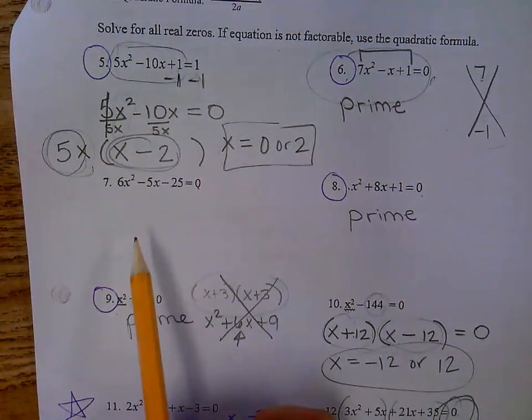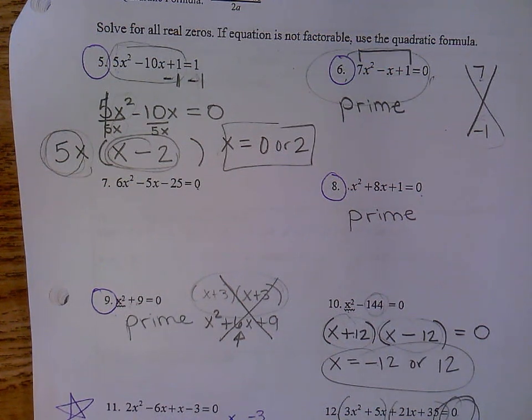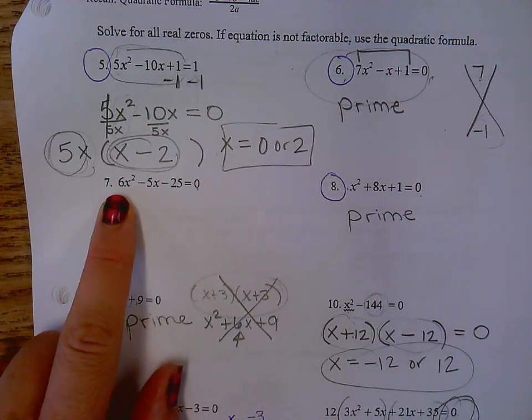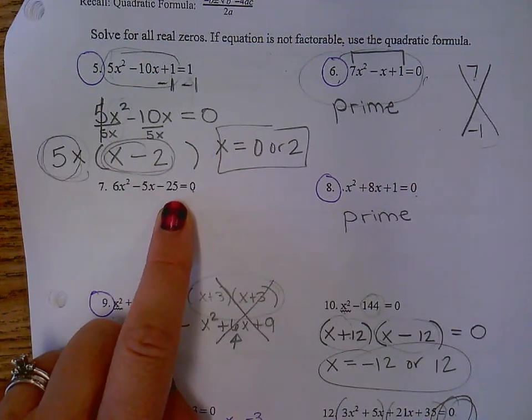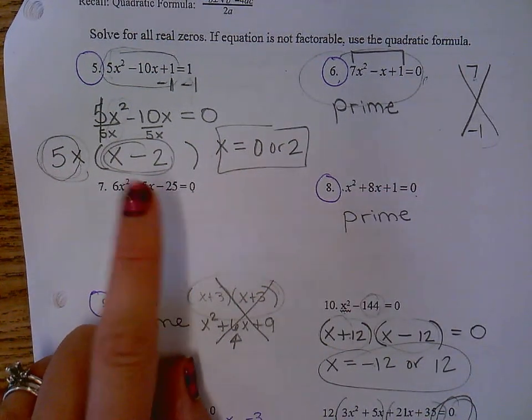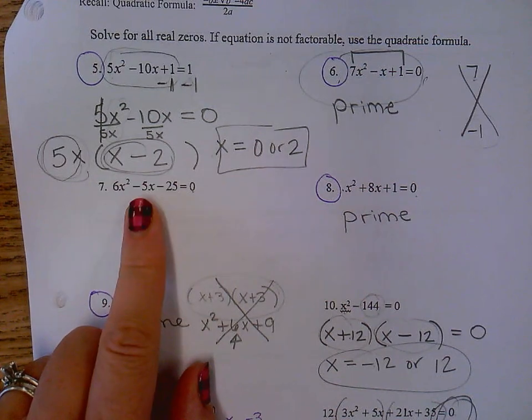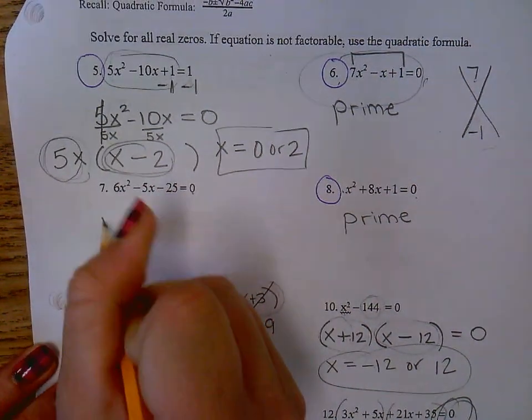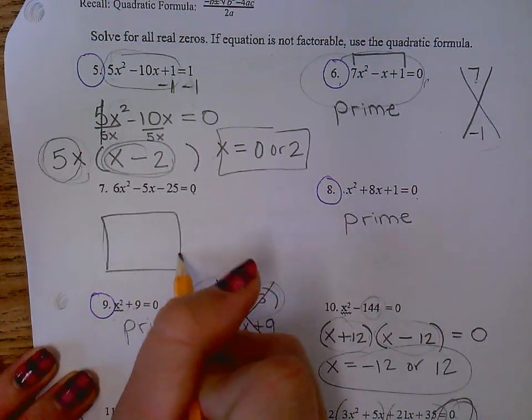All right, number 7 is a tricky one. It is, there's no greatest common factor. It's a trinomial, and this 6 is a pretty big number that's not prime, and 25 is a big number that's not prime. So I would use the box method on this one, but it might be hard for you to come up with your terms. So I wanted to help you come up with your box, and then you can finish it.